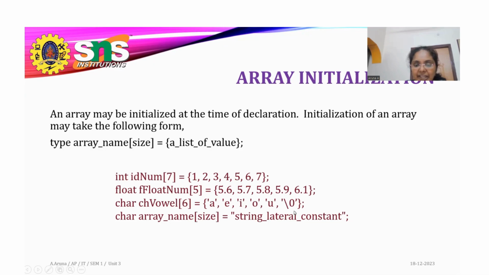The end of the string is denoted by the null character, that is \0. It represents the end of the string, so the compiler will know it has reached the end of the string. For that only we define the null character. So this is the way an array can be initialized.